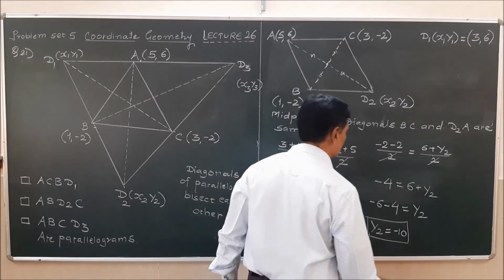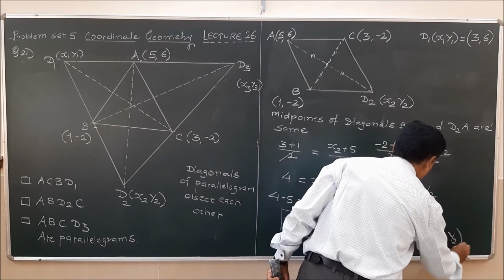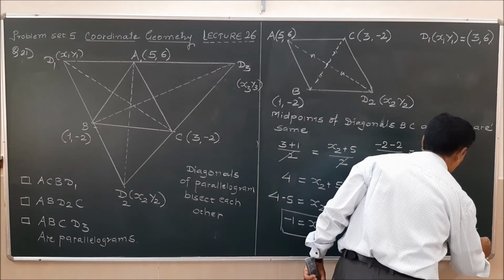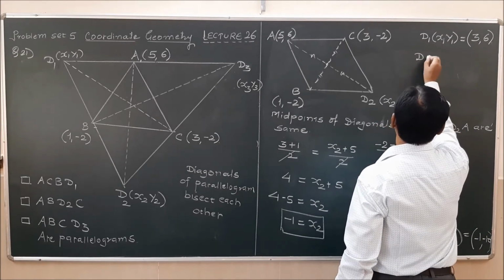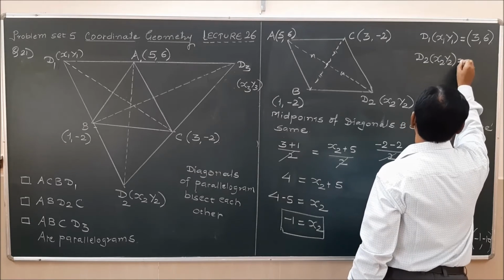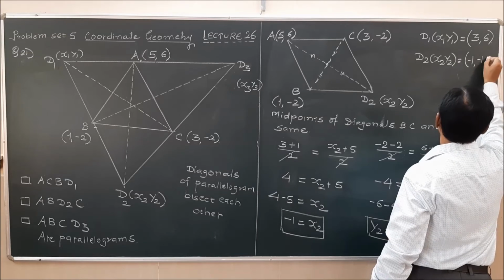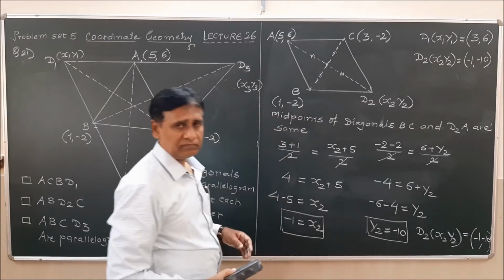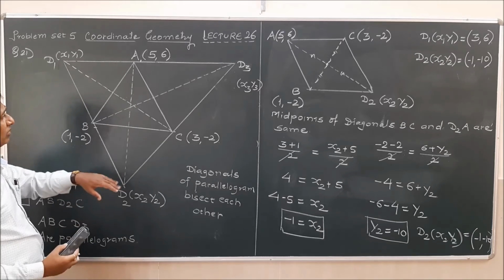Therefore, D2, x2, y2 is equal to minus 1, minus 10. So this is how you will find. I got the second possibility, the value of D2 from this figure.